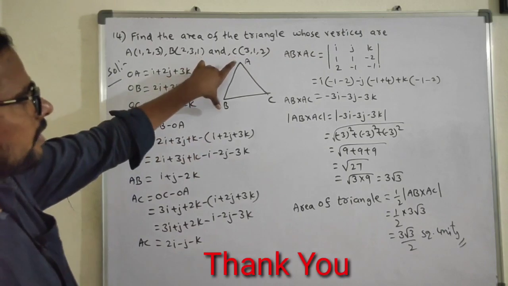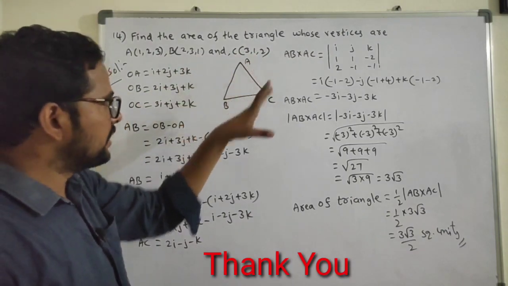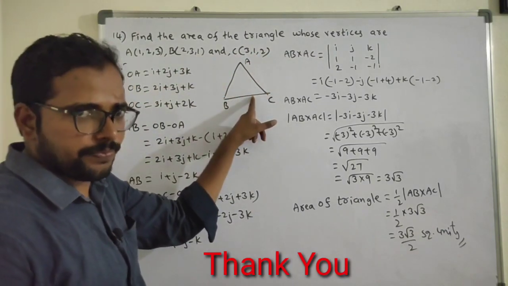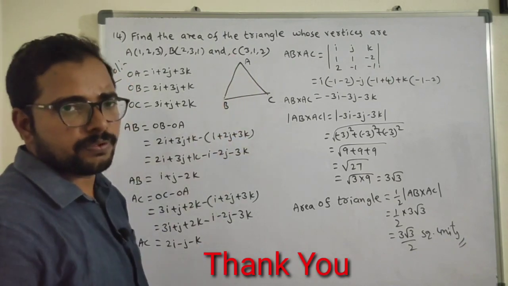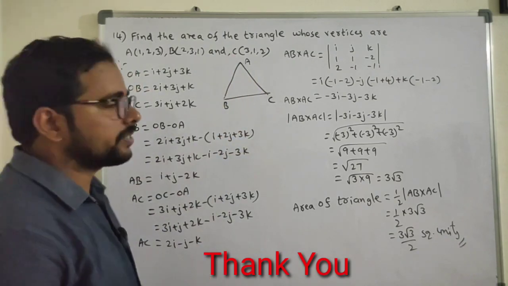Here I am taking AB cross AC. Instead of AB cross AC, we can take BA cross BC also, and CB cross CA also. Okay? This is the solution of the 14th question.